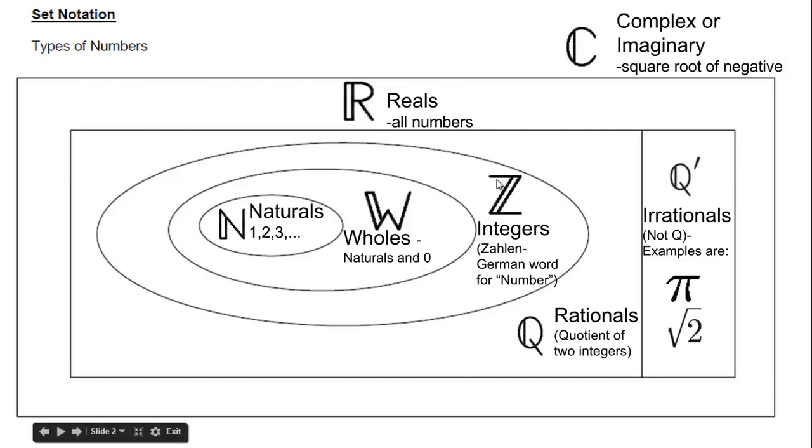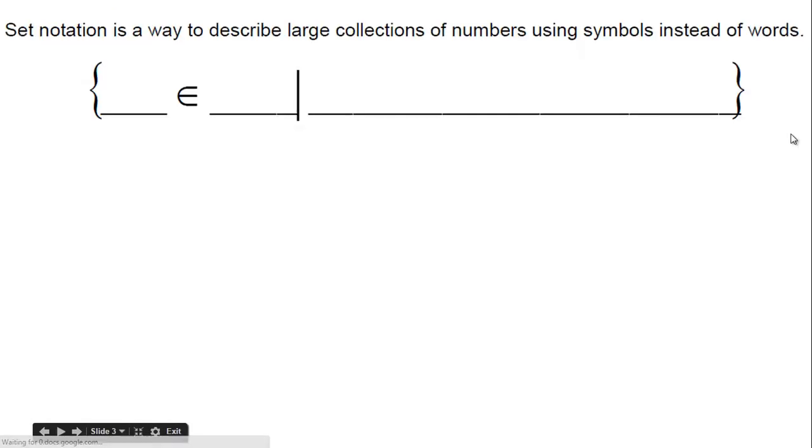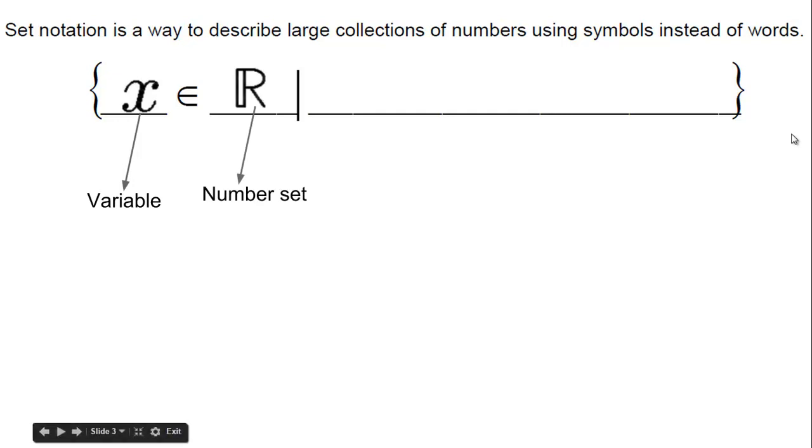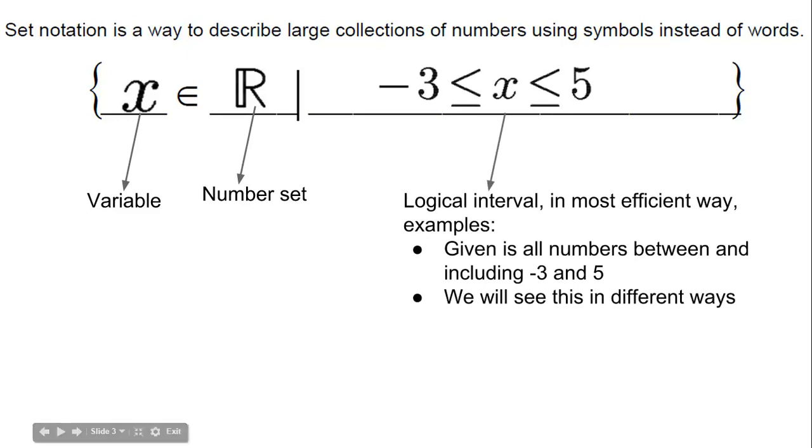We will see these with integers as well. You can see wholes and naturals in this lesson as well. So set notation is a way to describe it without actually using words. We're going to use symbols. So we say like x is an element of the real numbers. So we've got the variable an element of the number set, such that we're between -3 and 5. This is a logical interval. It's really the restriction that we're providing. It's written in the most efficient way possible.